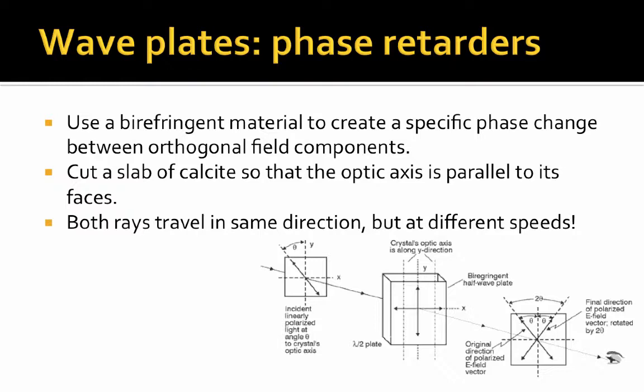The reason we just talked about calcite is because calcite is one of the materials that is used to make what we call wave plates. Wave plates are birefringent materials that are intended to make a specific phase change between two field components.